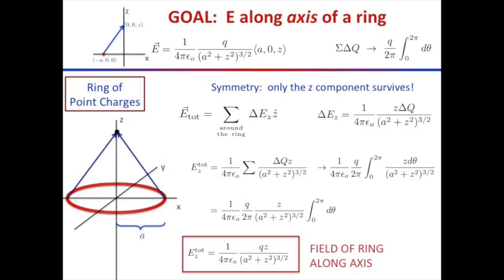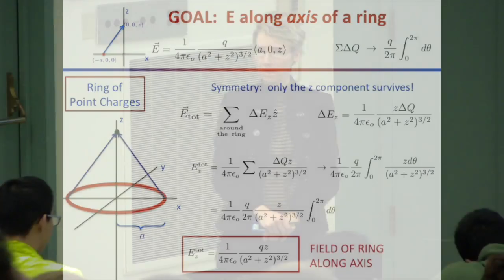Z doesn't depend on theta. A doesn't depend on theta. So I take it out, all right? So if I pull all that stuff out, then the z comes out, the 1 over A squared plus z squared to the 3 halves comes out. I just have integral 0 to 2 pi of d theta. And I don't even need to look that up on Wolfram Alpha. Integral 0 to 2 pi of d theta is just 2 pi.